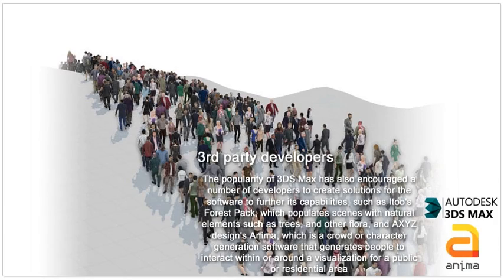Third-party developers. The popularity of 3ds Max has also encouraged a number of developers to create solutions for the software to further its capabilities, such as iToo's Forest Pack, which populates scenes with natural elements such as trees and other flora, and AXYZ Design's Anima, which is a crowd or character generation software that generates people to interact with and or around a visualization for a public or residential area, for example.